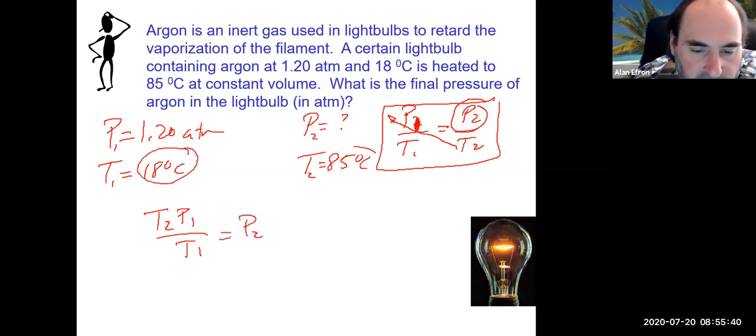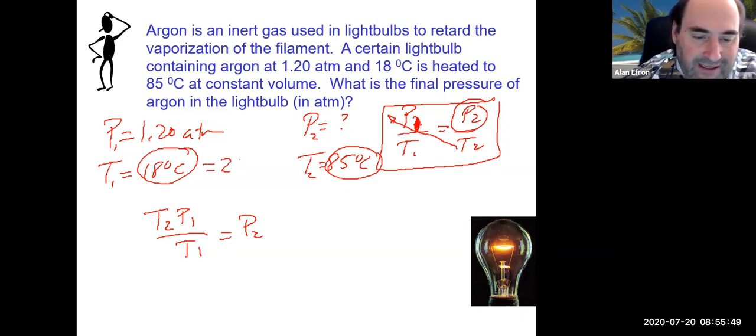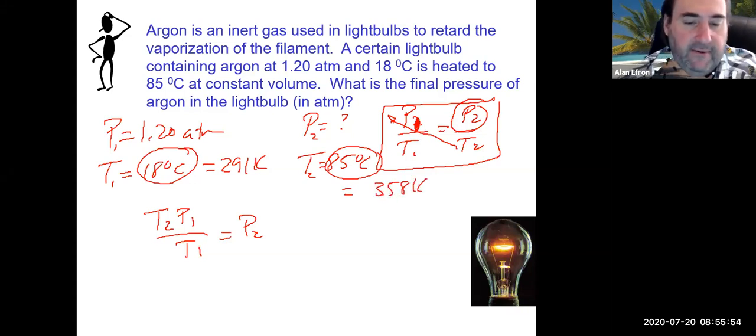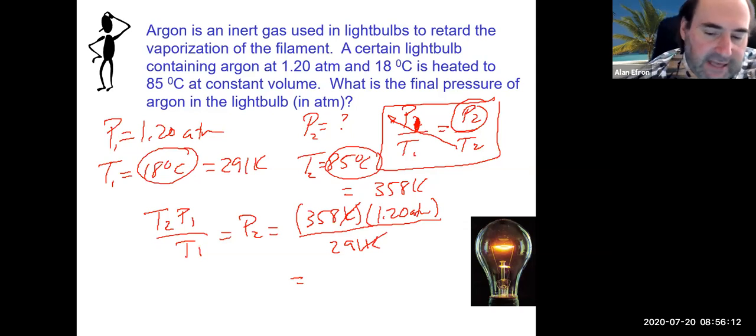We do need to do some conversions here, so we need to convert these into Kelvin. We're going to add 273 to each, so that's going to give us 291 Kelvin here and 358 Kelvin here. And now putting this in the right spot: T2 up on top, P1, which is 1.2 atmospheres, divided by 291. Kelvins will cancel, leaving us atmospheres. 358 times 1.2 divided by 291.